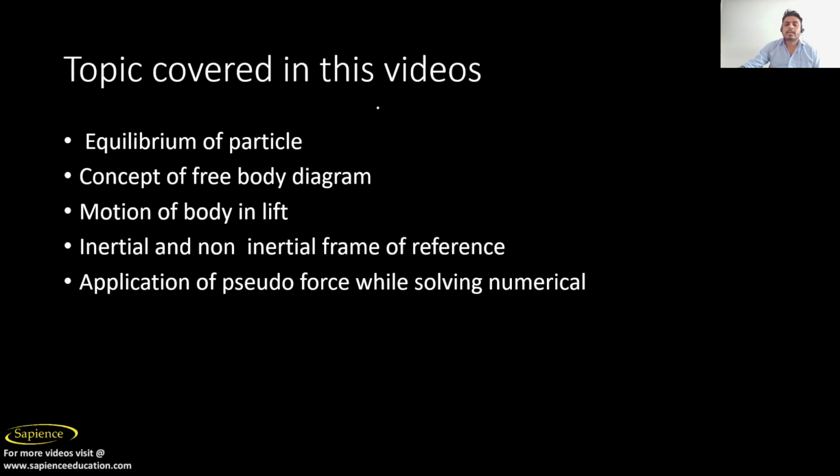Topics to be covered in this video are equilibrium of a particle, concept of free body diagram, motion of a body in a lift, inertial and non-inertial frame of reference, and application of a pseudo force while solving numericals. I hope you will be able to get the maximum. I will try to make you understand in this class.